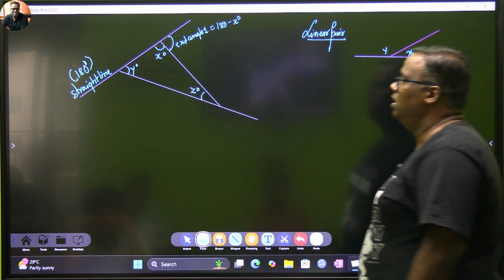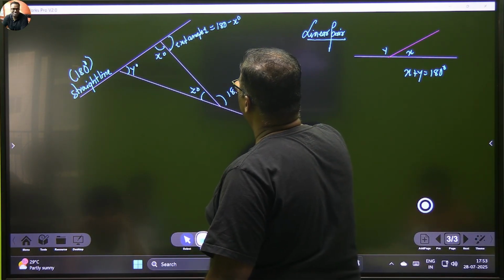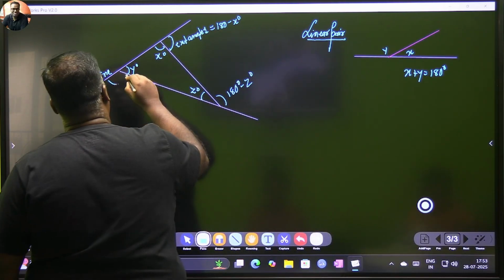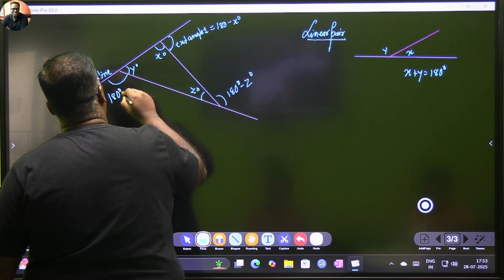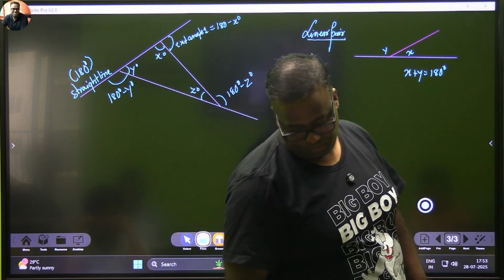Have you understood? So if this is z, then this angle should be equal to 180 degrees minus z degrees, and this angle should be equal to how much? 180 degrees minus y degrees. Are we fine? Okay.